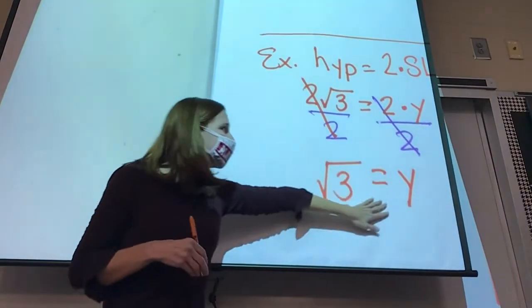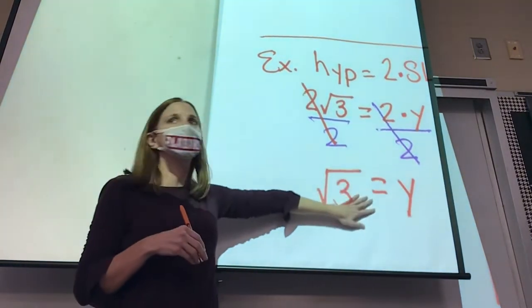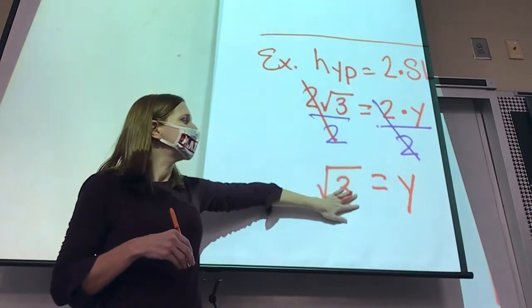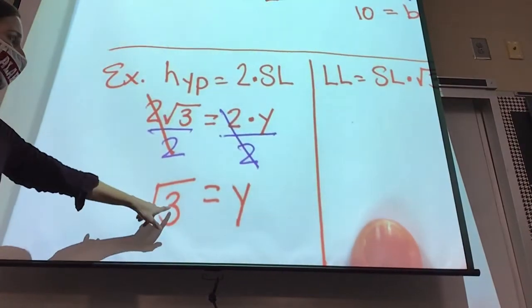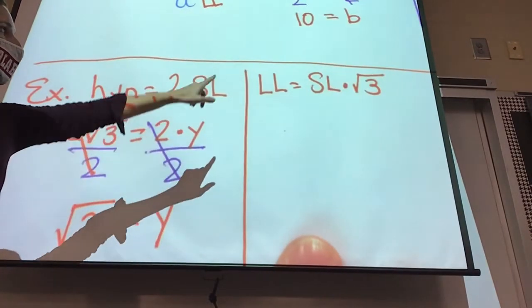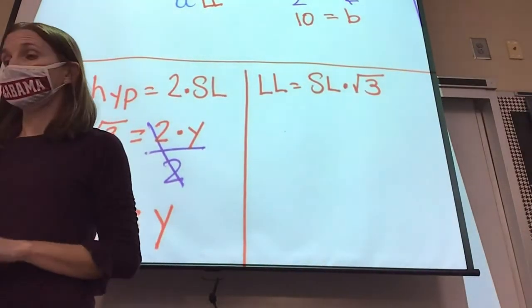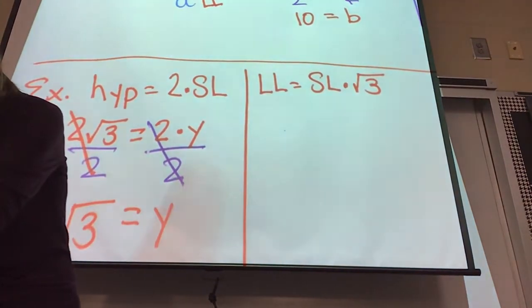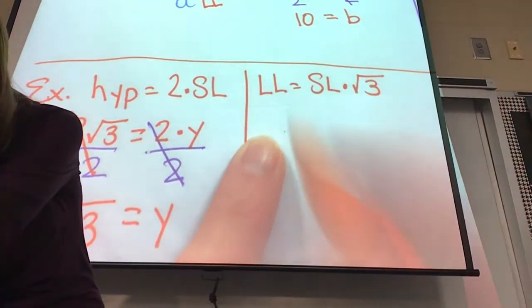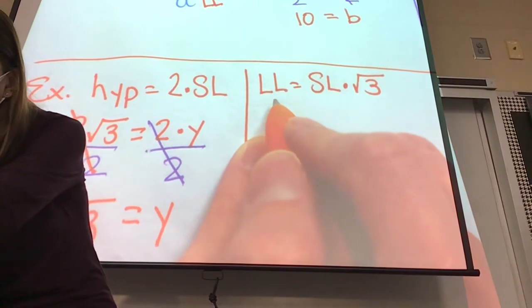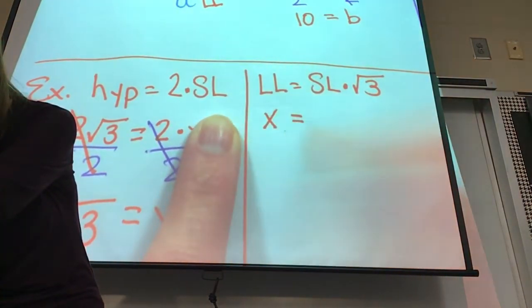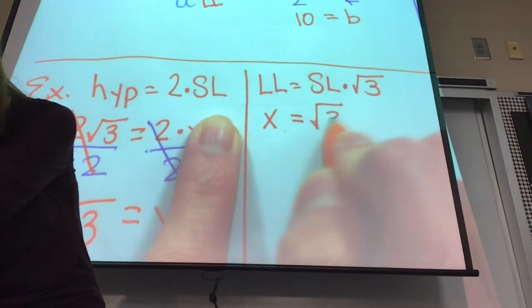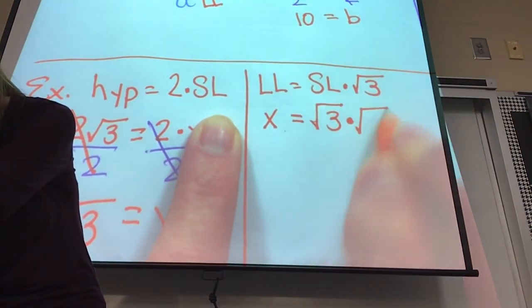So now, I can take this. This is my short leg now, remember? So now I can take this square root of 3 and fill it in for my next one. So when I fill it in over here, my long leg is what? X. So now it says X equals square root of 3 times square root of 3.